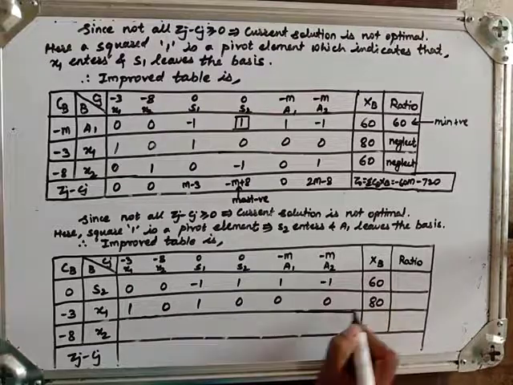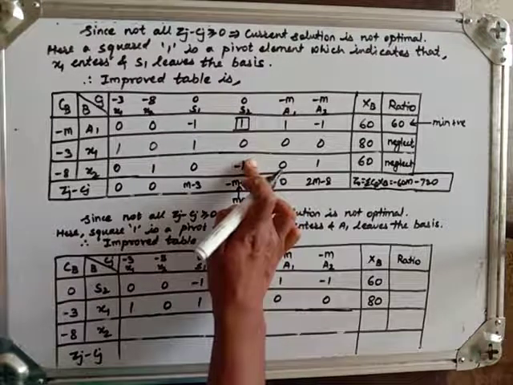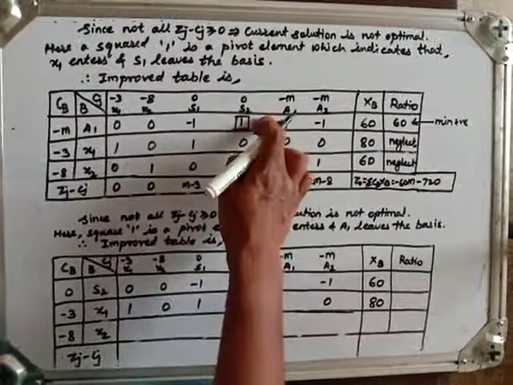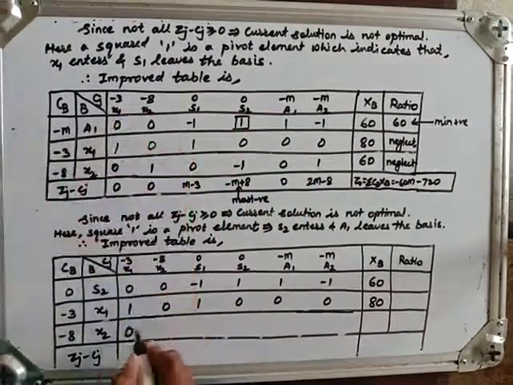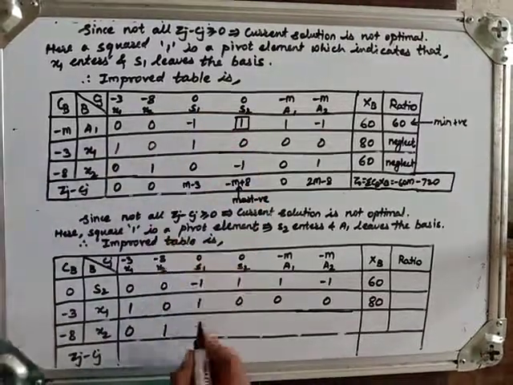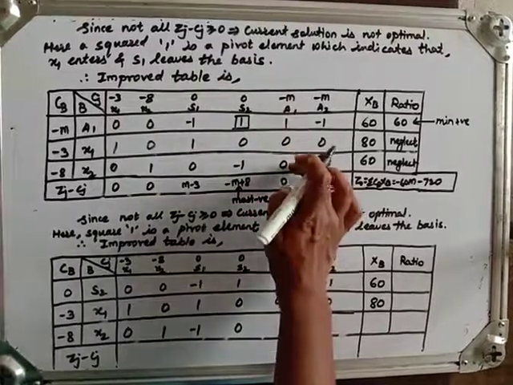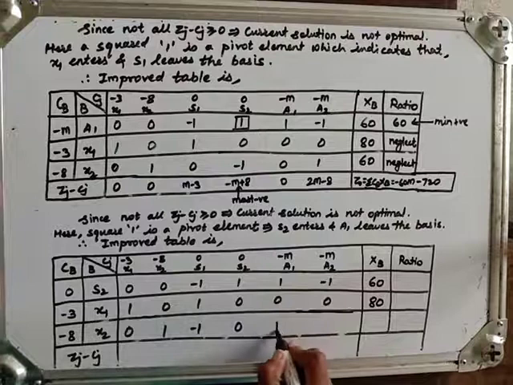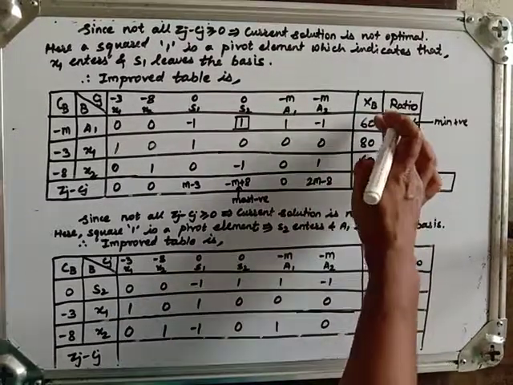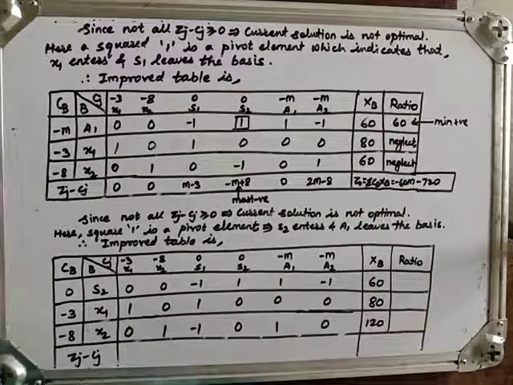Now this minus 1 we have to make 0. So for that, we perform an operation R3 plus R1. So 0 plus 0 is 0, 1 plus 0 is 1, 0 plus minus 1 is minus 1, minus 1 plus 1 will become 0, 0 plus 1 is again 1, 1 plus minus 1 is again 0, and 60 plus 60 is what? 120. As such we get.